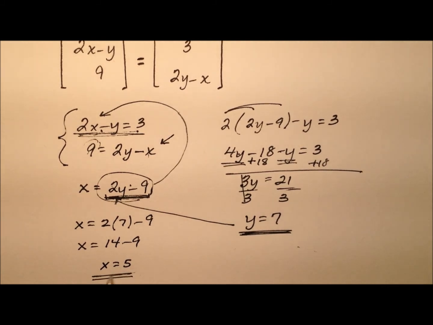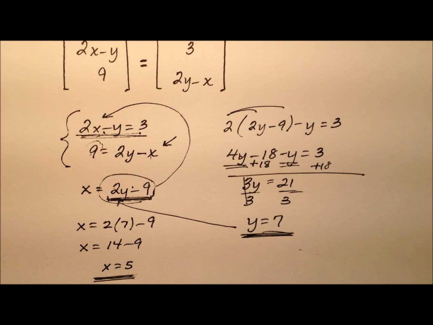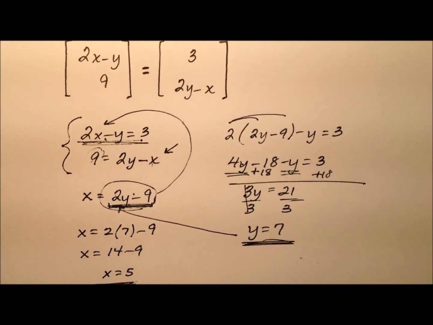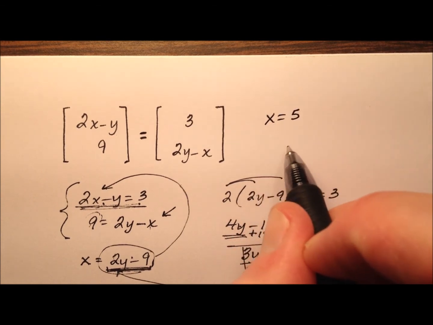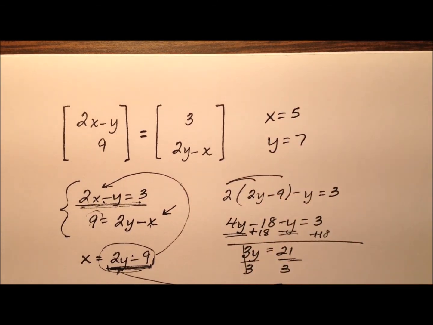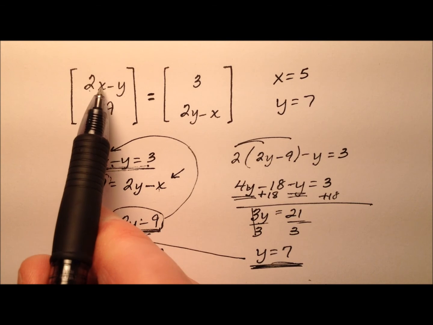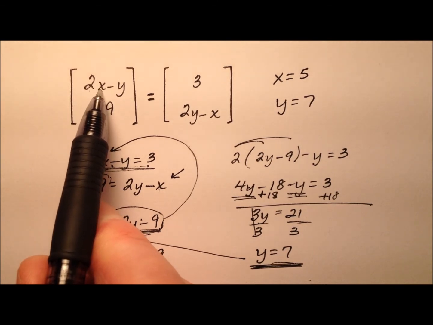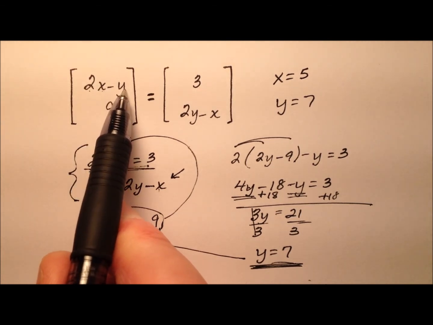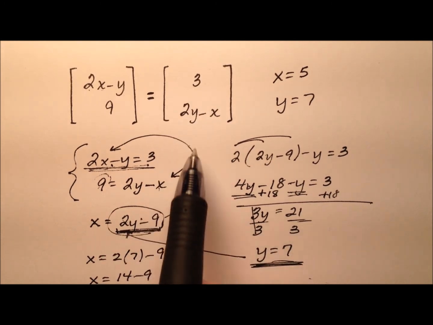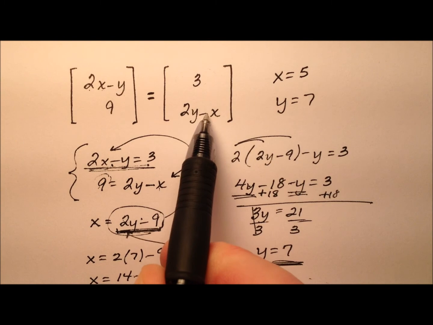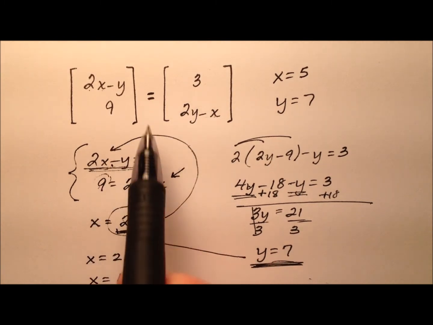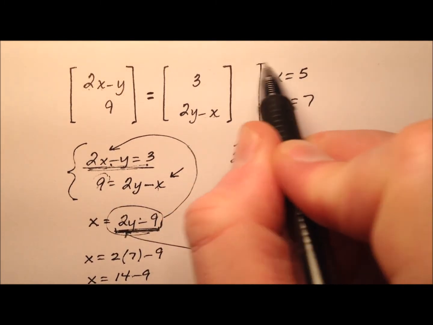Well, let's plug these values back into our original equations and just ensure that they work. So we said that the x value was 5, and we said the y value was 7. So twice x, so 2 times 5 is 10. 10 minus 7 is 3, and yes, that does equal 3. So 2 times the y value, so 2 times 7 is 14, minus 5 is 9, and 9 equals 9. So it looks like we're good to go.